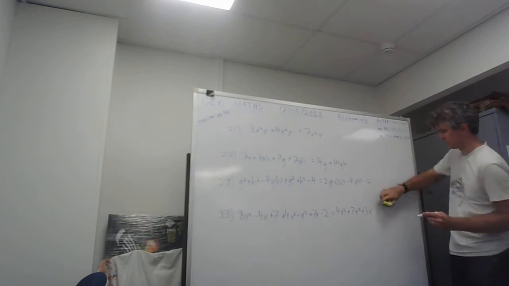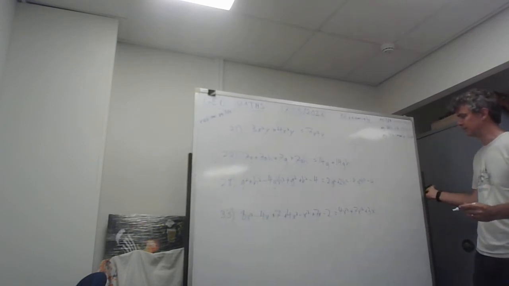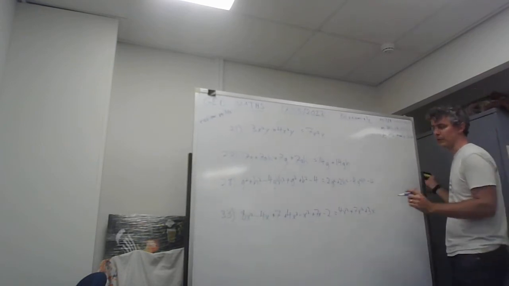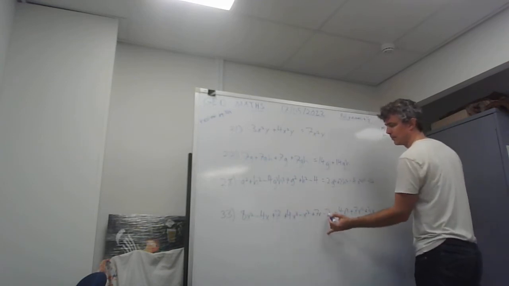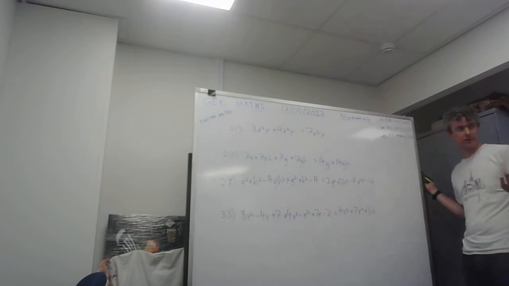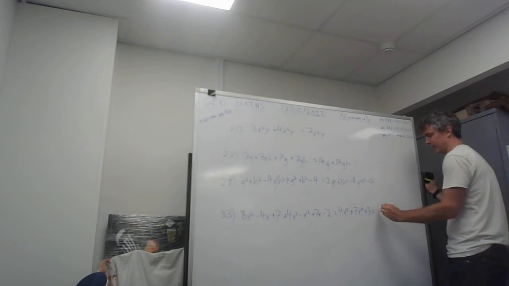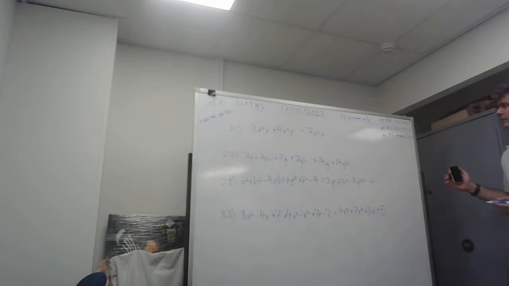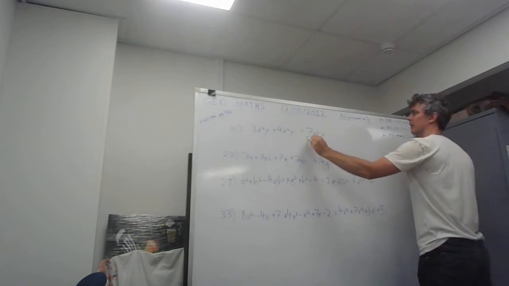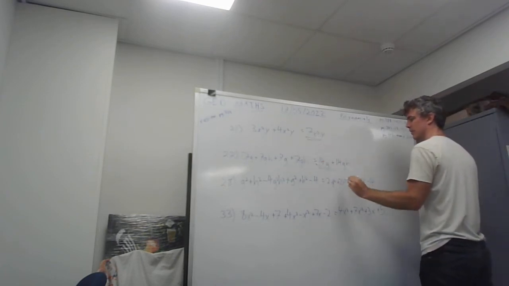Plus 5. Now do the constants, the same thing. Plus 7 minus 2, the difference is 5, and 7 is bigger. So plus 5. I'll put an underline so you can see it.